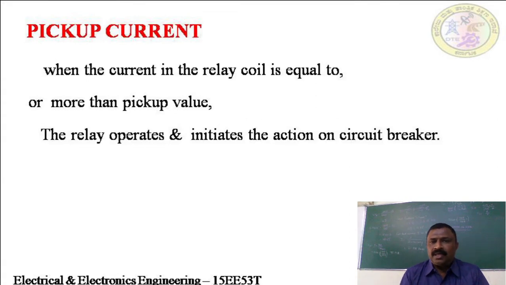When the current through the relay coil is equal to 1 ampere, as I told earlier, or more than the pickup value, the relay coil will get energized and it will initiate the action for the circuit breaker. The relay will be activated and it will give a signal to the circuit breaker. The circuit breaker will do the job, whether it is to be removed from the fixed contacts or not.